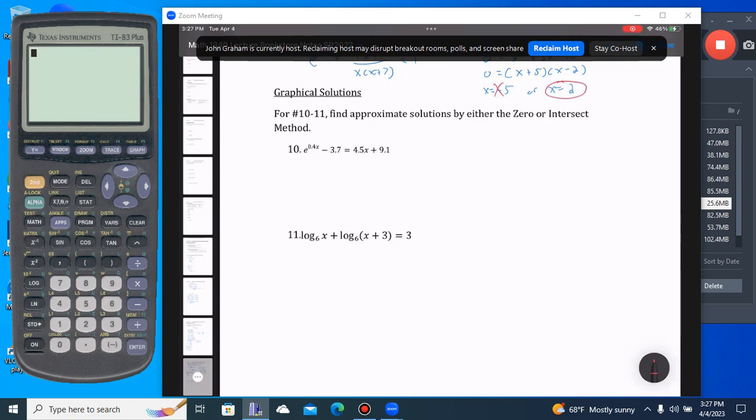So here we have e to the 0.4x. Let's put that in. Second e to the 0.4x and minus 3.7.